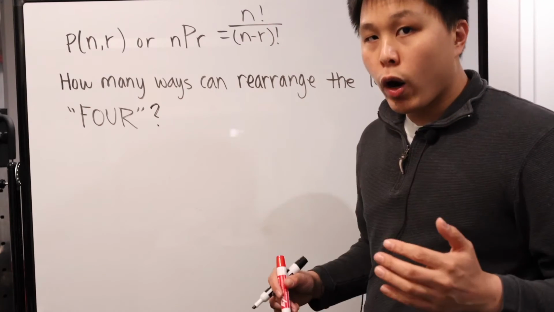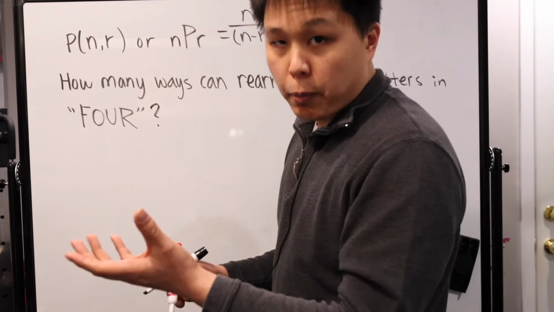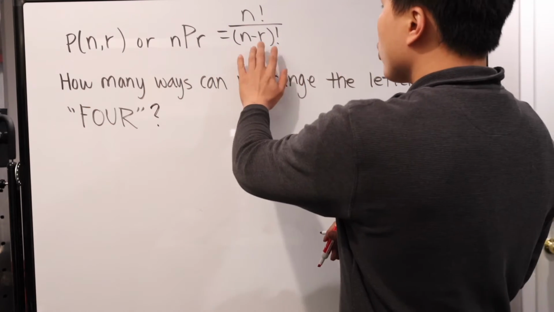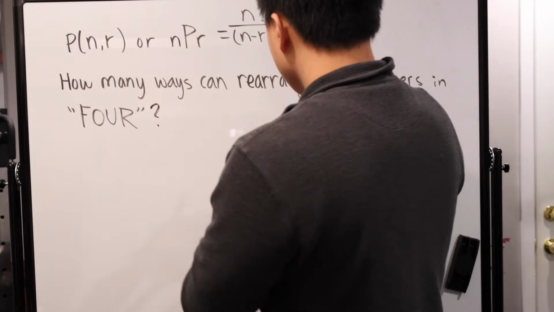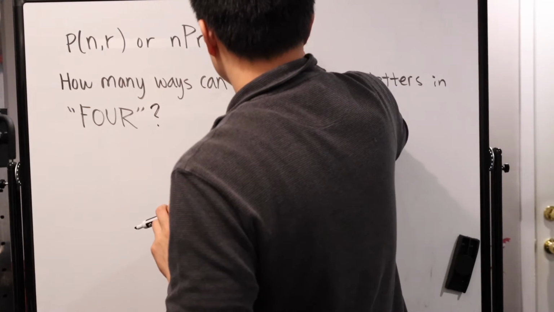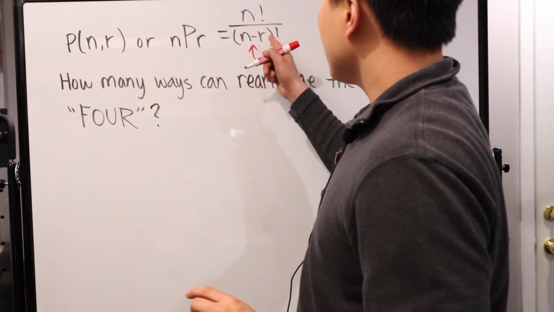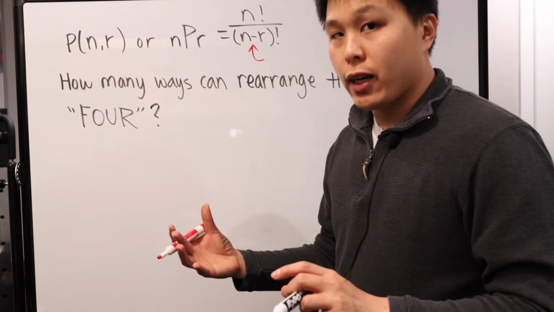But that's not what we want. Usually in permutation, you're selecting out of the entire population some finite or smaller number. So that's where this comes in. This idea of n minus r factorial, the whole purpose of this is to get rid of everything else, because down here is the possible combination of everything else, right?